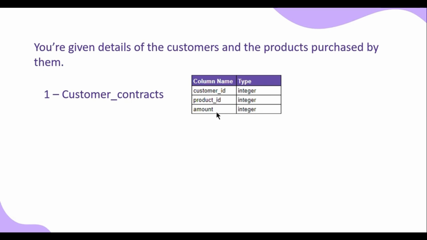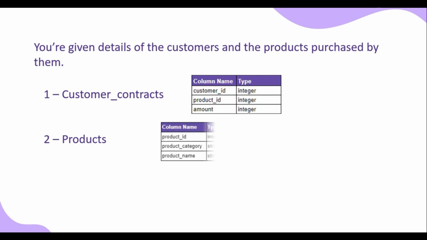And the second table is the products table. So this table provides information about each product, including product ID, product category, and product name. So it has again three columns, that is the product ID, what category it belongs to, and the name of the product, which denotes the product name.